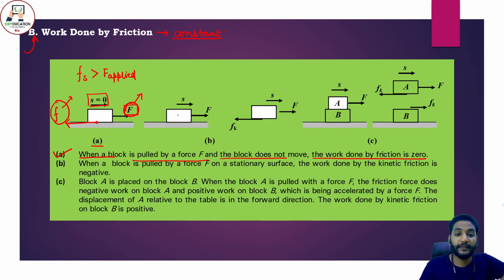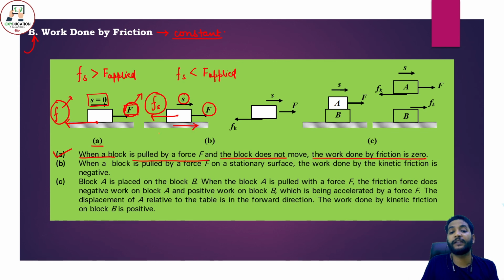Again, in the second case, if we have applied a force F and there is a displacement in the direction of applied force, in this case, the friction is acting actually in backward direction. But in this case, static friction has less value than applied force. ठीक है, तो जब फोर्स अप्लाइड है और बॉडी मूव कर रही है, तो ऐसे केस में जो स्टैटिक फ्रिक्शन होगा वो कैसा वर्क डन करेगा भाई, नेगेटिव वर्क डन करेगा. Why? Because the displacement in this direction while the friction force in opposite direction. ओके, फाइन.